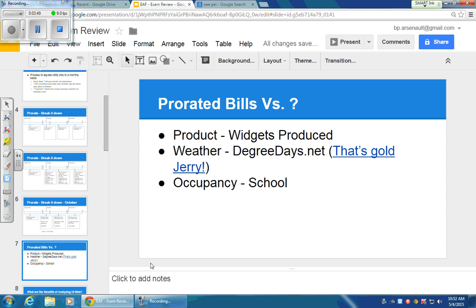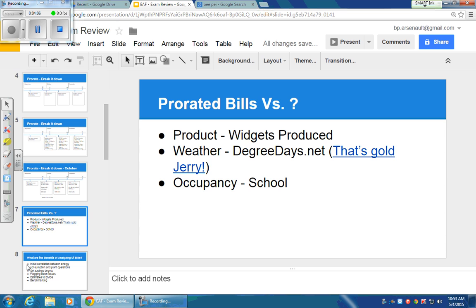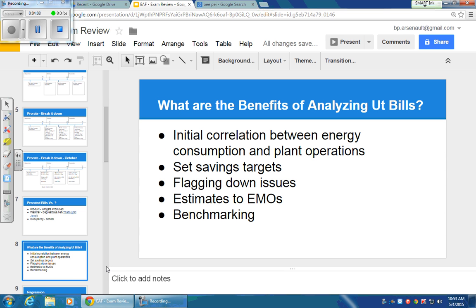Weather is kind of the default, especially here in Canada, where we're doing heating. If we're trying to break out oil in terms of hot water versus heating, degree days is always good. Occupancy, we could do school as well, so prorated bills versus occupancy of how much the school is used. And what are the benefits of analyzing these utility bills? Well, it's an initial correlation between energy consumption and plant operations. We can set savings targets, we can flag down issues, we can put estimates to energy management opportunities, and finally some benchmarking.